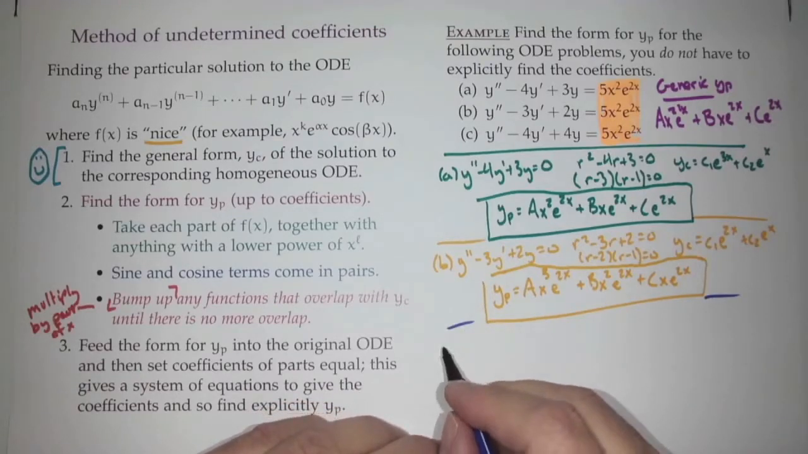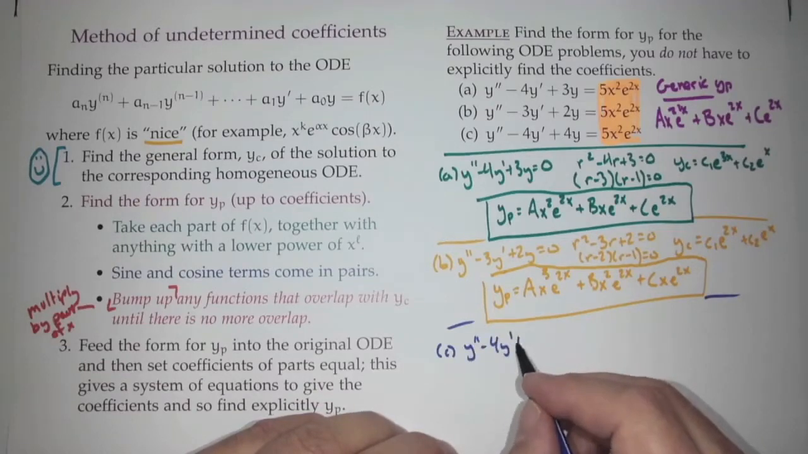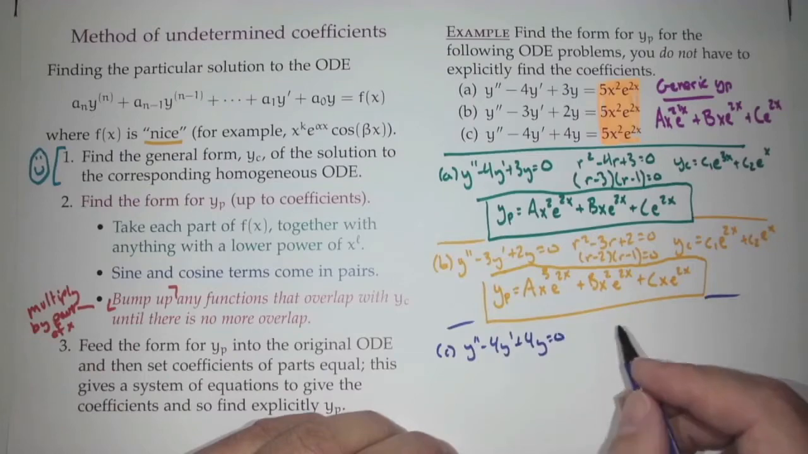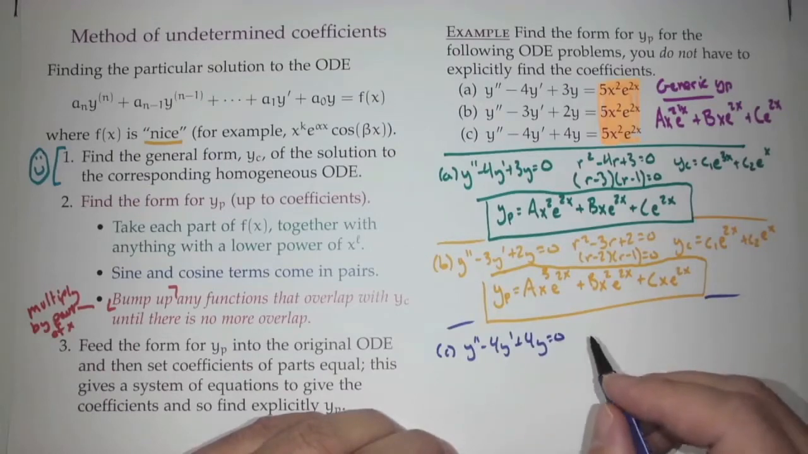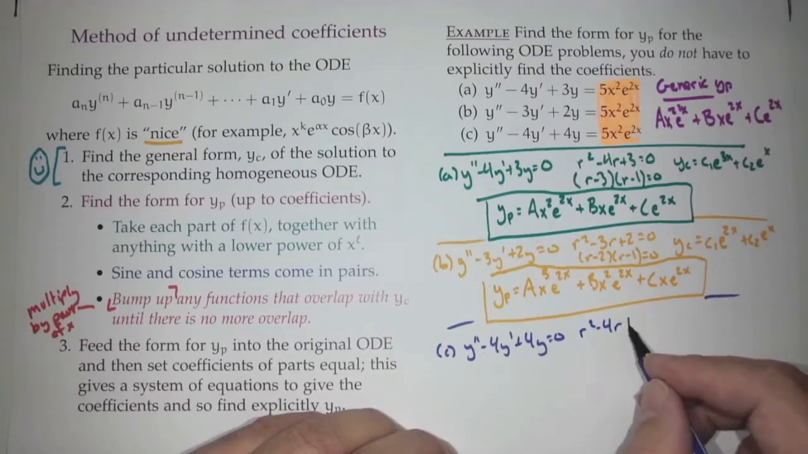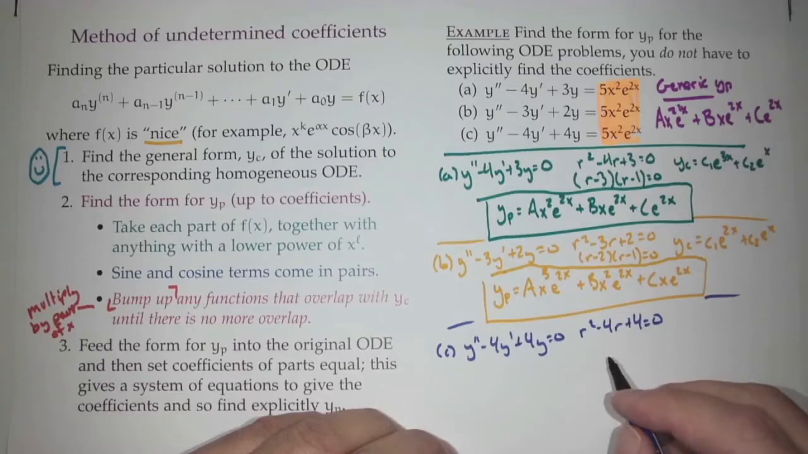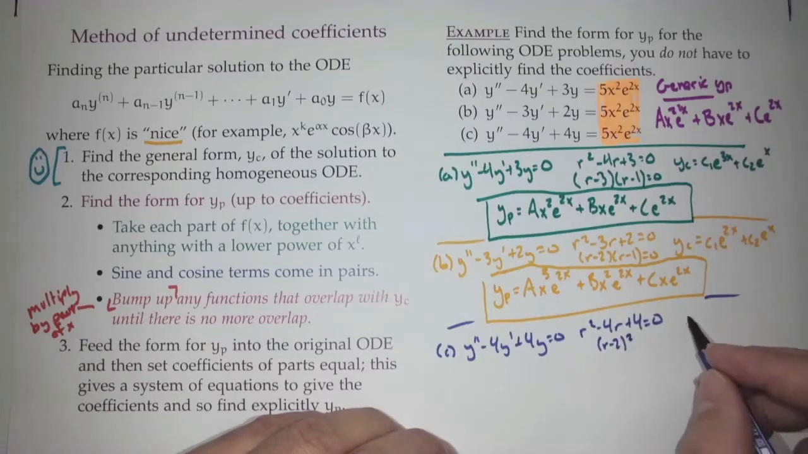Part C. y double prime minus 4y prime plus 4y equals 0. In terms of r, what does that give us? r squared minus 4r plus 4 equals 0. Does that factor? Yeah, it's r minus 2 squared. So what's our complementary solution look like?